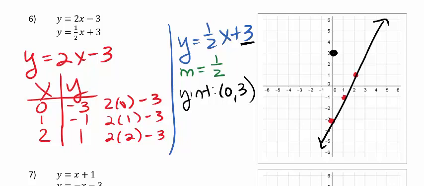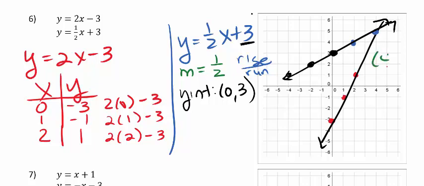Then we can find a second point by moving along on our graph a rise of 1 and a run of 2. So we're going to go up 1 over 2 and find a point. Then we're going to go up 1 over 2 and find the next point. We can see that these two lines are going to cross at the point 4, 5. Therefore, 4, 5 is the solution to our system.